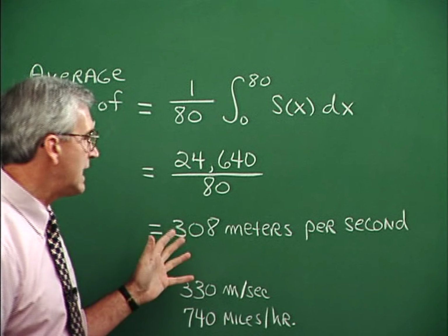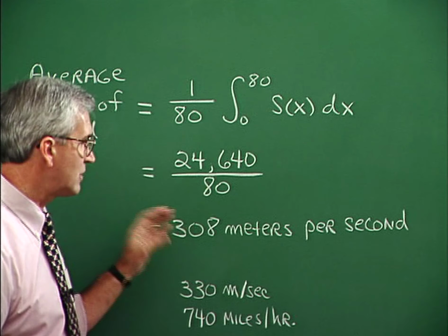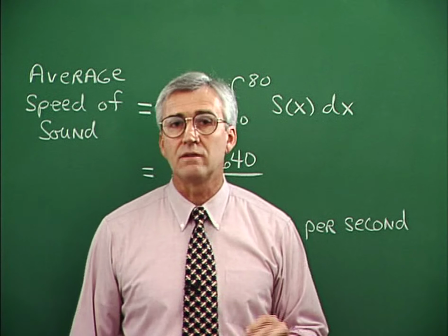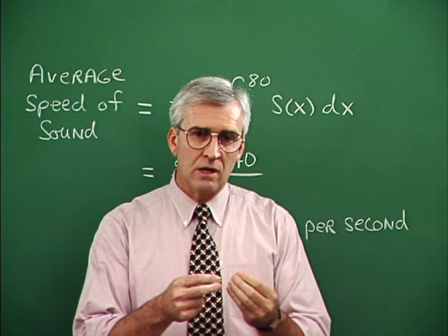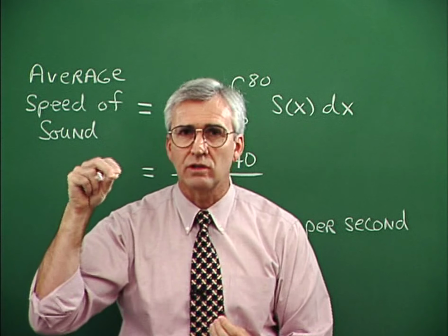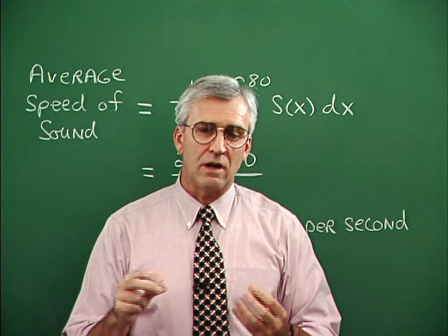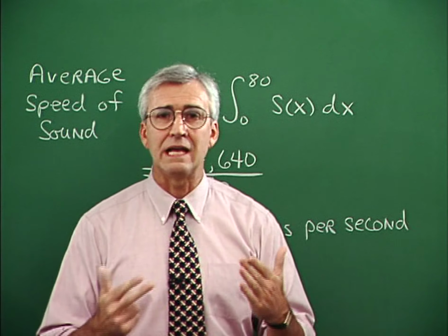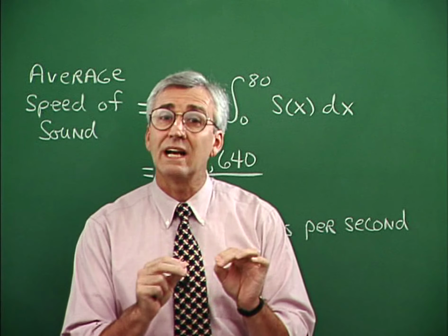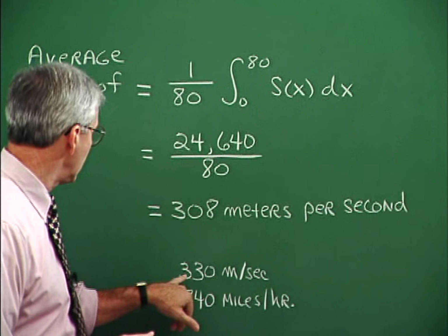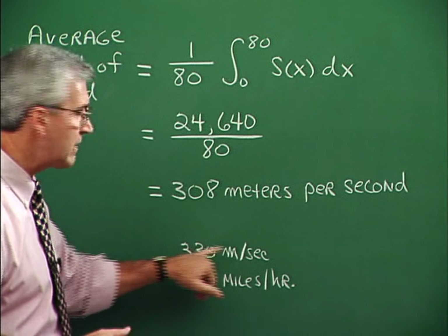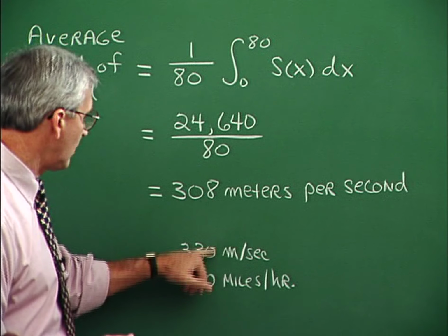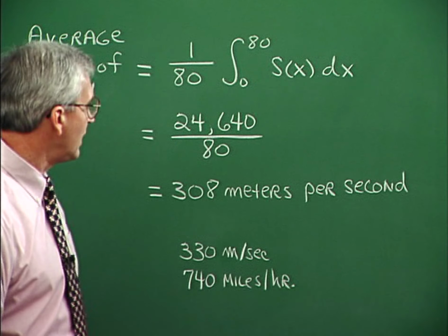Now if you look up the speed of sound in various textbooks, physics books and a dictionary and so forth, you don't find 308. They're not going to give you the average speed of sound within a certain altitude range. That's not the idea. They're going to give you a representative speed of sound, probably near sea level. That representative speed of sound near sea level is normally given as 330 meters per second or something in that neighborhood, or 740 miles per hour, and these are pretty much equivalent to one another. But a really fascinating problem.